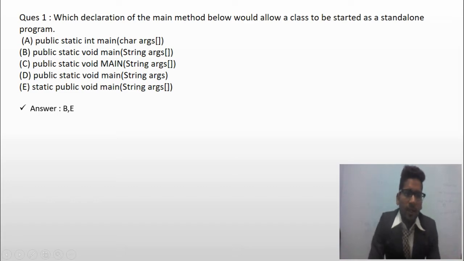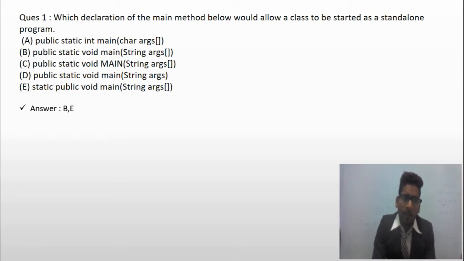So let's see first option A, public static int main char args and square brackets. Now what's wrong with this option? Actually the return type of main method is void and the argument type is String. So this is totally wrong. Now option B, public static void main String args square brackets, which is the standard method in Java. Standard main method.